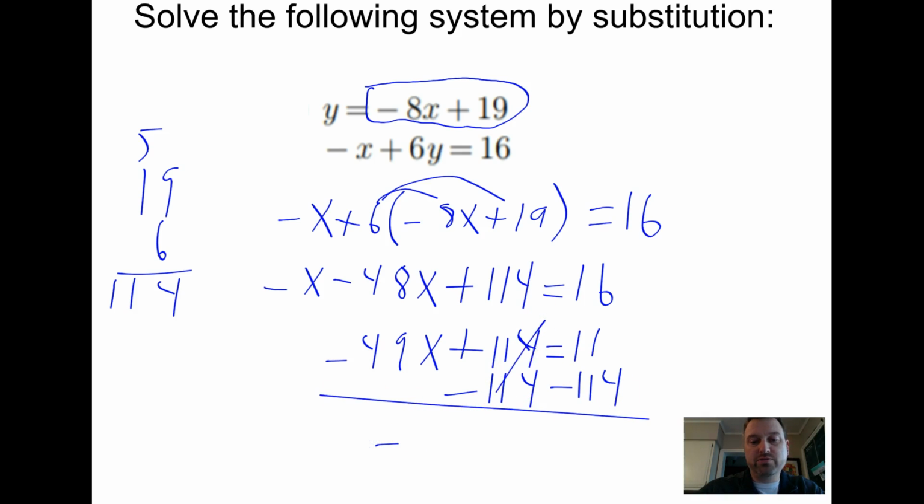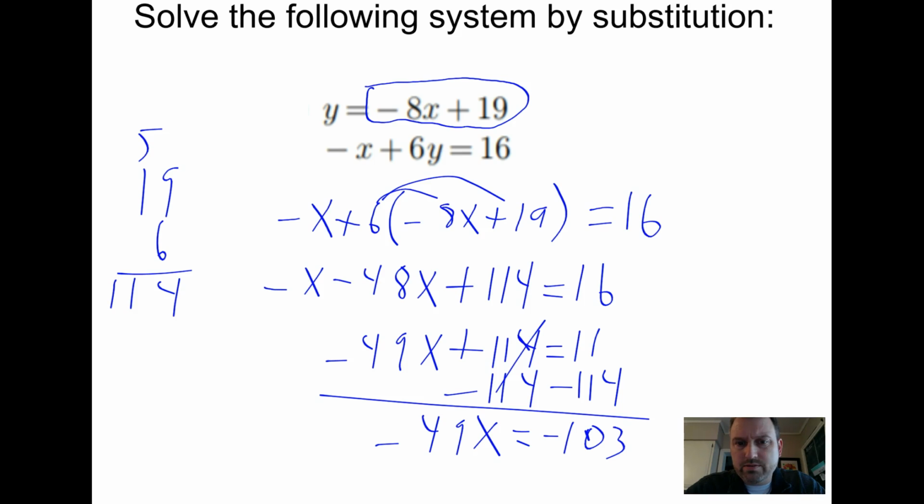Okay, and I'm just solving for x at this point. Negative 49x. 11 take away 114 would be negative 103. Did I make a mistake here somewhere? I think I did.